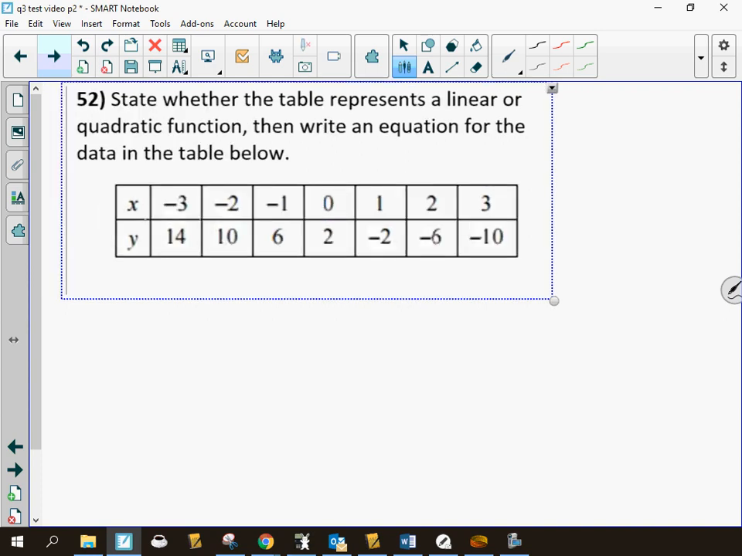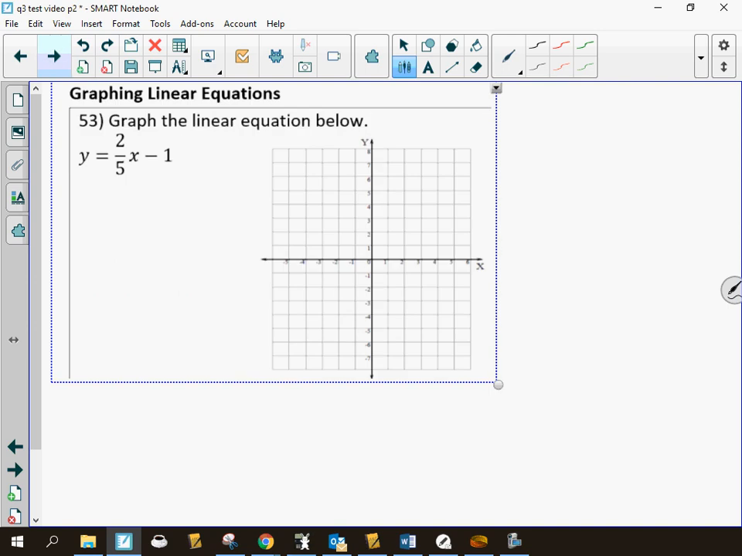For 52, right, once again, the x's are changing 1 each time. The y's change by -4, -4, -4, -4, -4, -4. So the rate of change is constant, so that's a linear function.